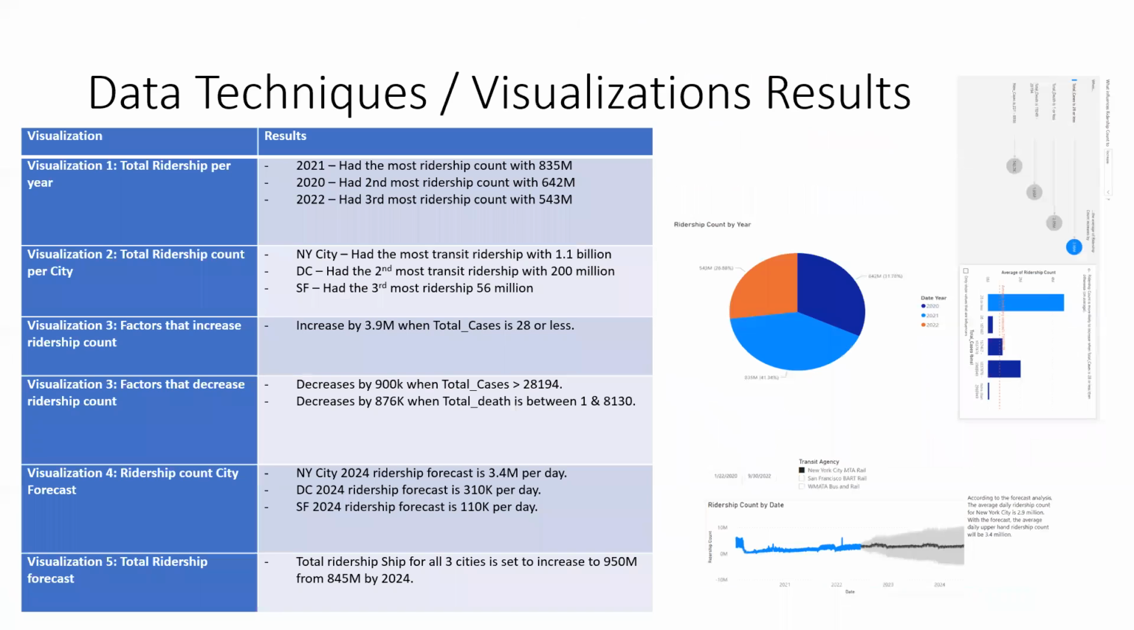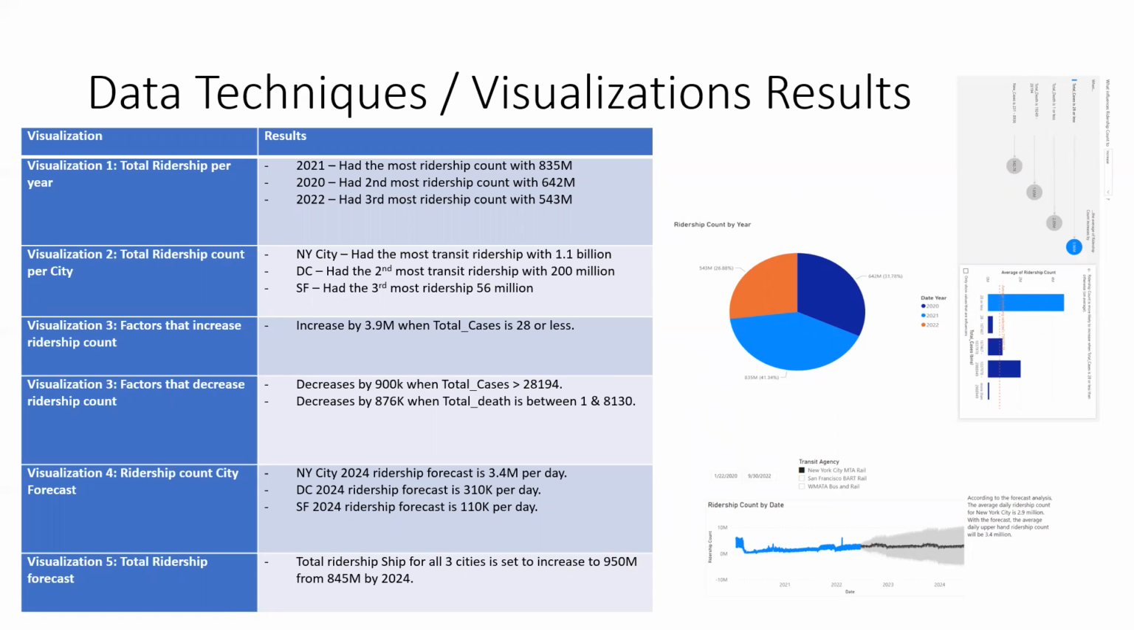So now let's talk about the visualization. Overall, in my project, I had a total of 5 to 6 different visualizations, and each visualization had its own role. The first visualization that I did was the total ridership count per year, as you can see right here. This visualization gives me an overall ridership count for each of those three states combined together.